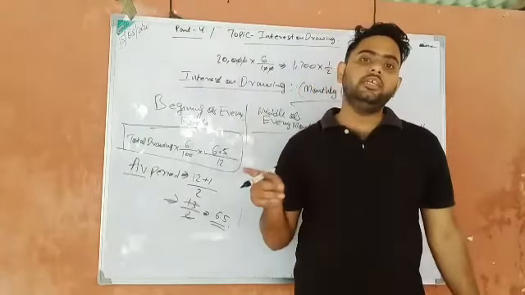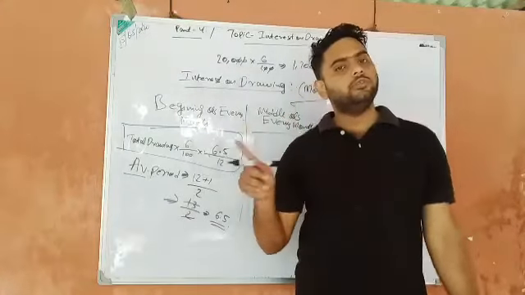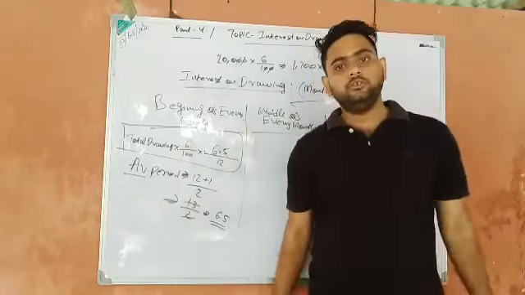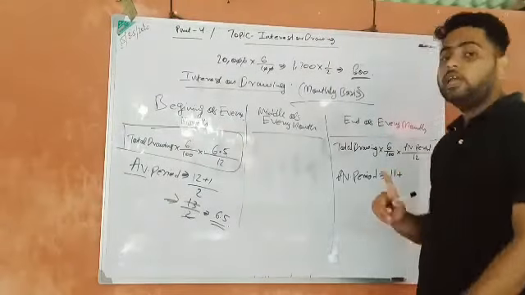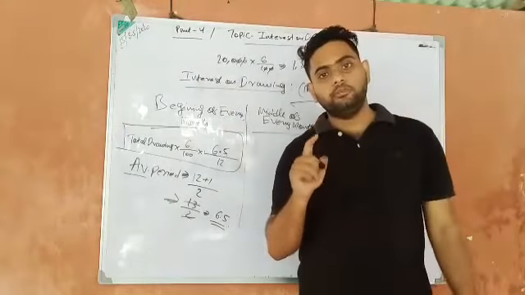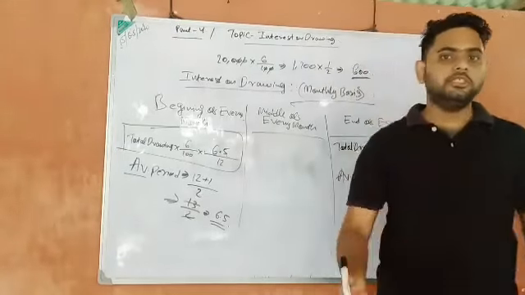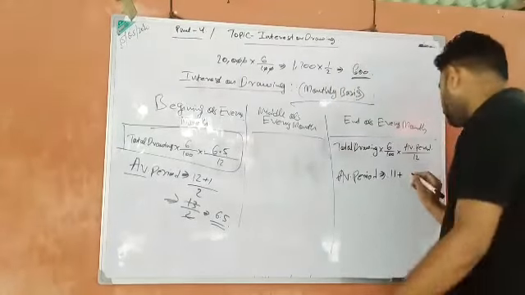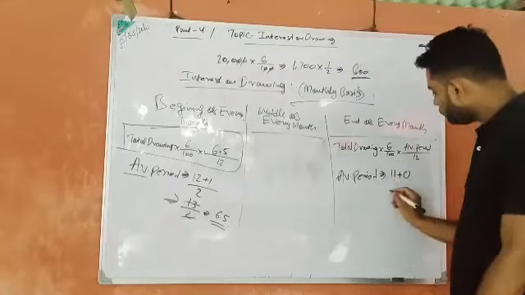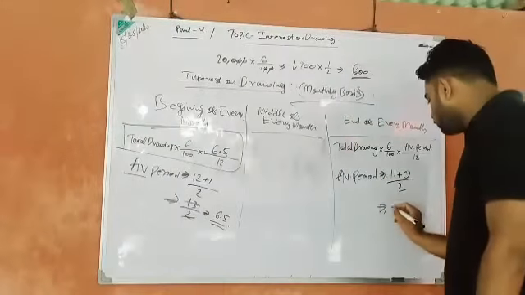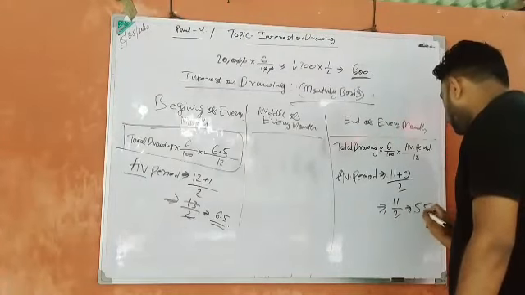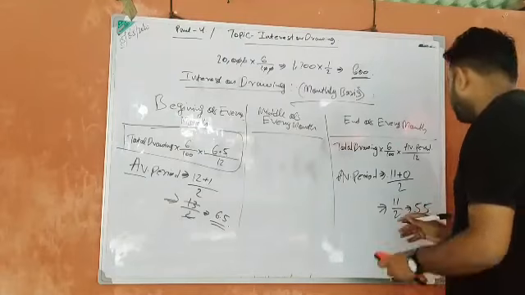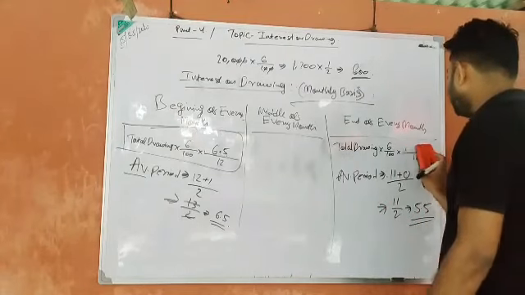The beginning date is 31st January. So from 31st January, how many months are there? There are 11 months. And the last date of drawing will be on 31st December. From 31st December, are any months there? No. So it should be 0. And we have to do average, so we divide by 2. So that becomes 5.5. So here the average period is 5.5.